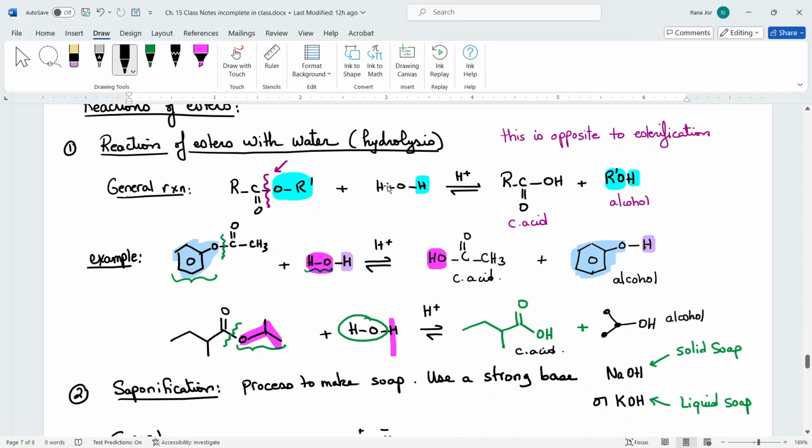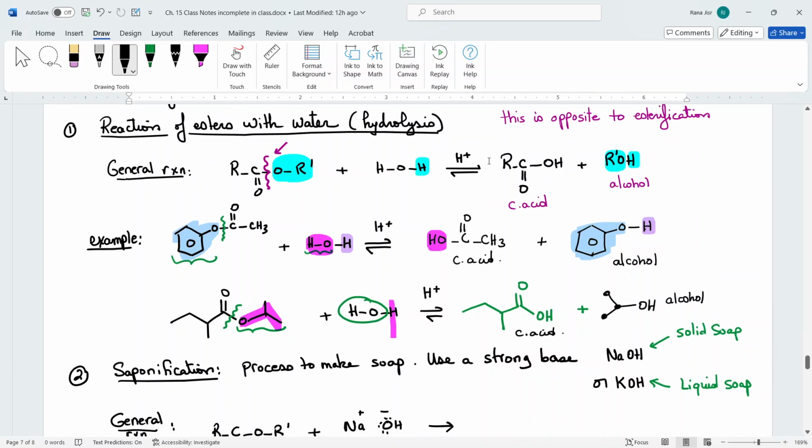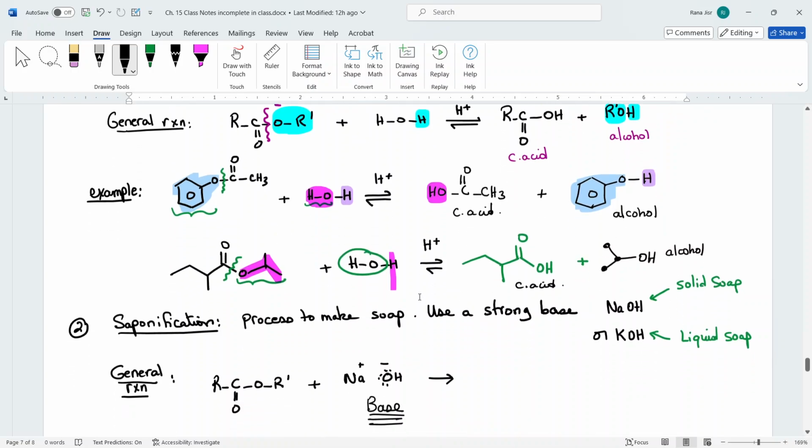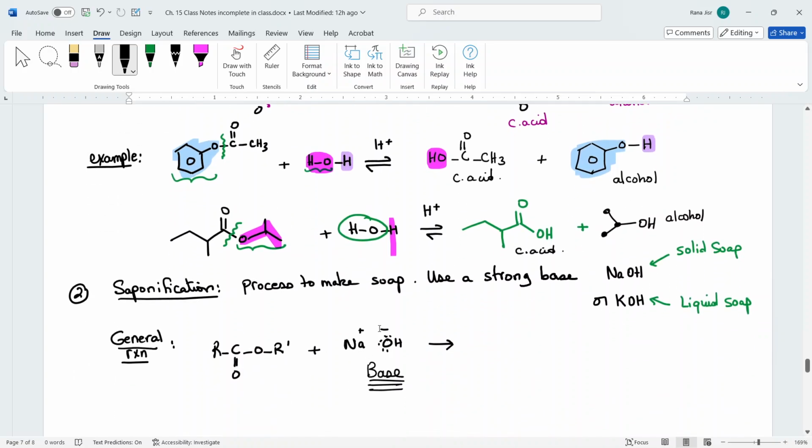Base is a must. See the difference? Up there was hydrolysis. I was using water. So I ended up getting a carboxylic acid. My medium is acidic, so I'm fine. I got my carboxylic acid in there. The acid survives in the acidic medium. Here, my medium is base. So my product that I'm going to form has to be a base.